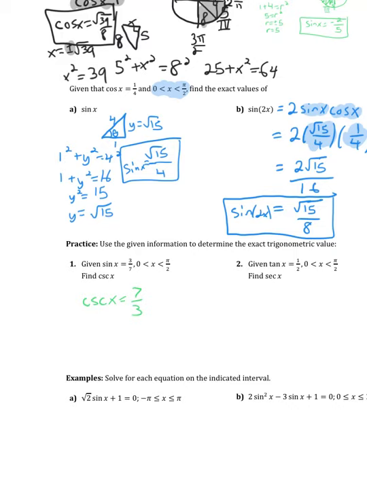For problem 2, tangent of x equals 1/2. So you're in quadrant 1, and you know this is going to be 1/2. It's opposite over adjacent. So you're trying to find that radius, the third side, so you can do the secant. So we can do 1 squared plus 2 squared equals r squared. We're going to get 1 plus 4 equals r squared. 5 equals r squared. R equals square root of 5.